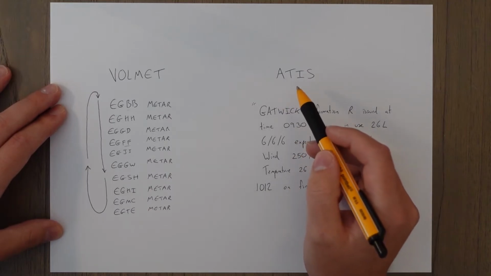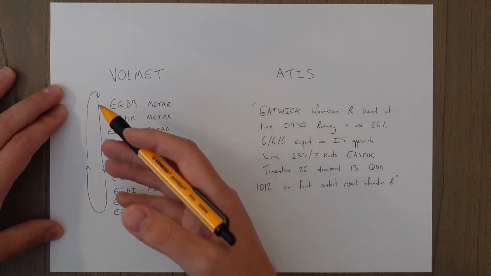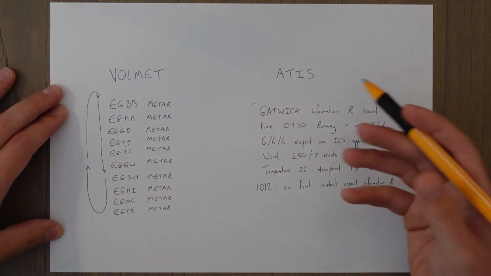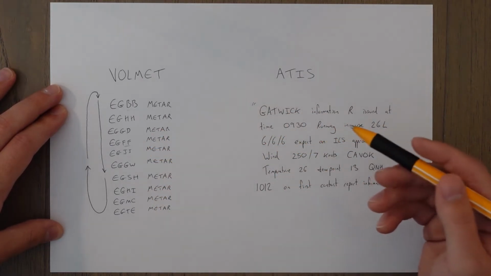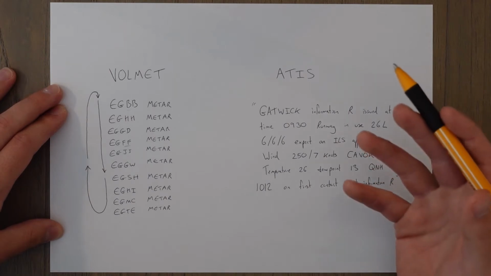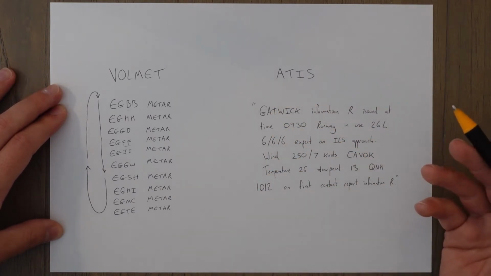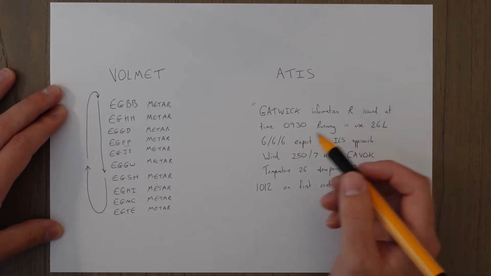This is an automatic terminal information service, and it's a more local version of the VolMet that is airport specific. Every major airport will have a frequency you can tune into and receive weather information about an aerodrome, including any operational information about the airport, such as runway and type of approach in use. It also contains something called a runway condition code.